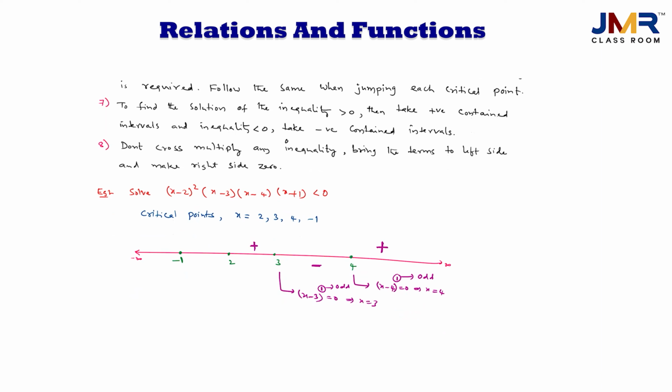Now we reach the critical point 2, where we get x minus 2 whole square. Listen carefully. Then x equals 2, but this 2 is an even number. Then no sign change is required. We are crossing a critical point whose power is an even number. Whatever sign you had before, the same sign you have to apply after crossing the critical point.